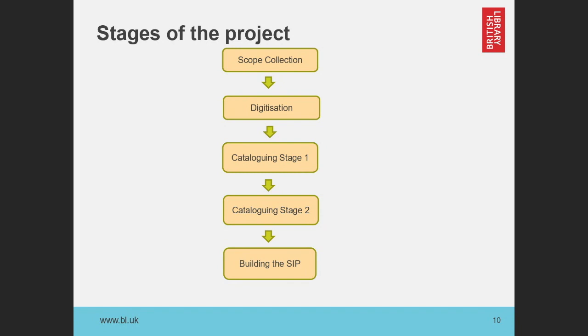Then we do the first stage of cataloguing, which is like an overview of the collection as a whole. Then we do the second stage of cataloguing, which is when we're actually listening to the recording itself and writing a description. And finally, we do what's called building a SIP. That's a submission information package, which brings together the digitized file and all the metadata associated with it, including the catalogue entry, together in one SIP. And then this is uploaded onto the British Library's digital repository.